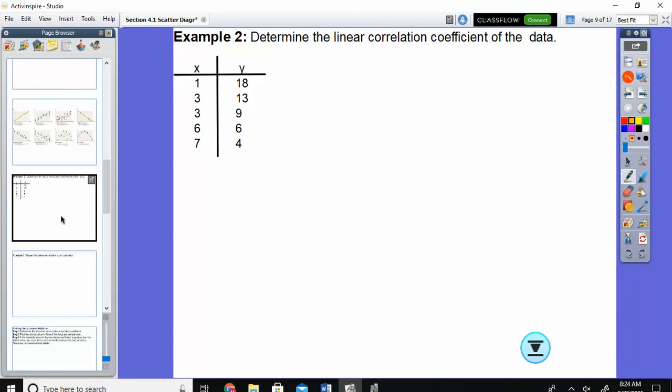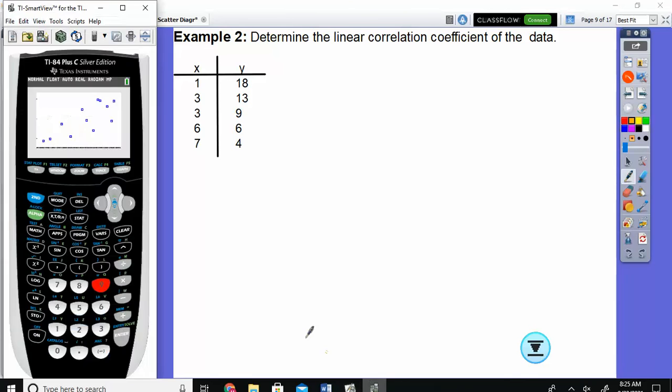All right, so let's look at this. Let's do an R by hand, and then we'll talk about doing it on the calculator. Okay. So I want the linear correlation coefficient of the data. Let's make it a little bit easy. Let's get our mean and standard deviation from the calculator so we're not doing everything by hand. So if you go to your calculator, let's enter this in your L1 and L2.